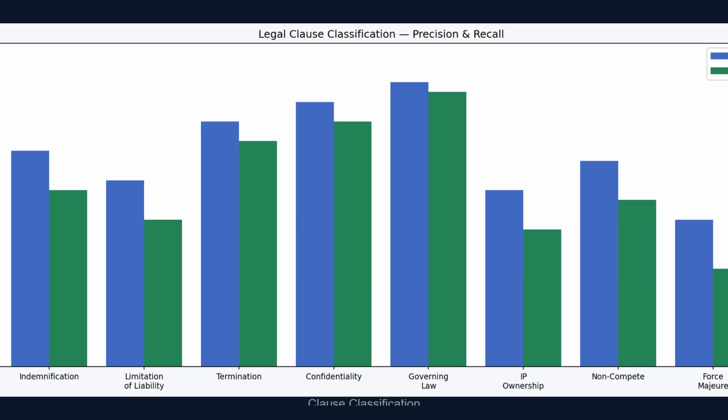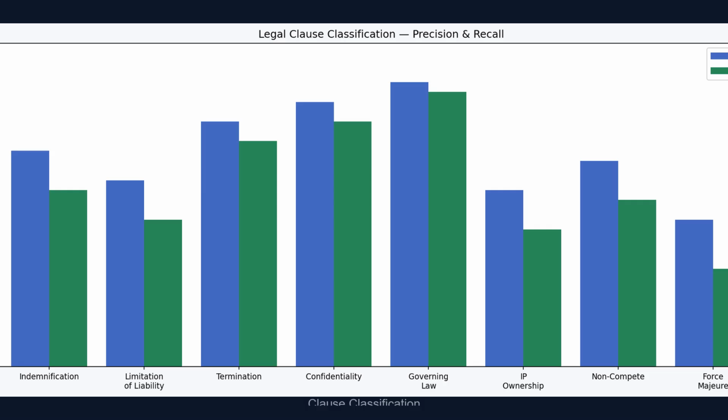This precision and recall chart is your diagnostic tool for understanding where the model is strong and where it needs work. Precision measures how often the model's identifications are correct. When it says, "This is an indemnification clause," is it right? Recall measures completeness of all the indemnification clauses actually in the document. How many did the model find?